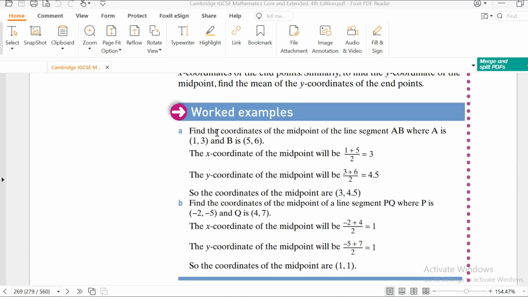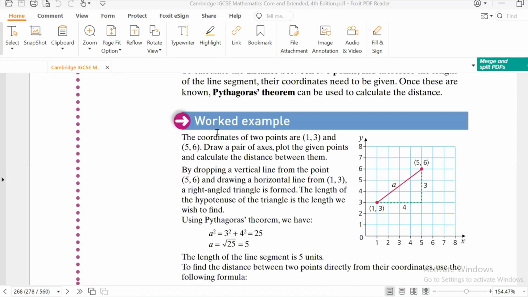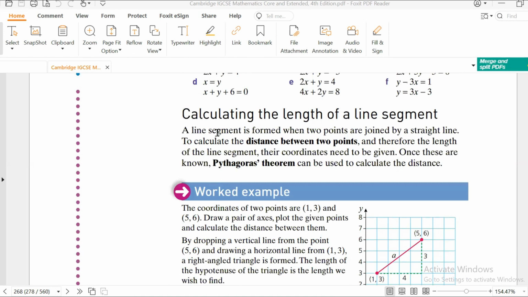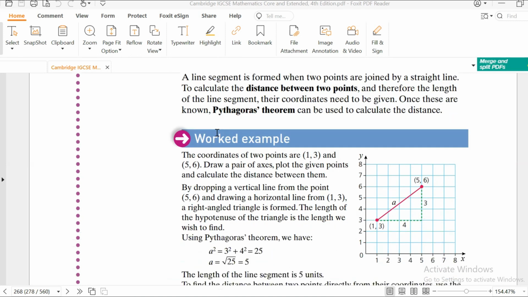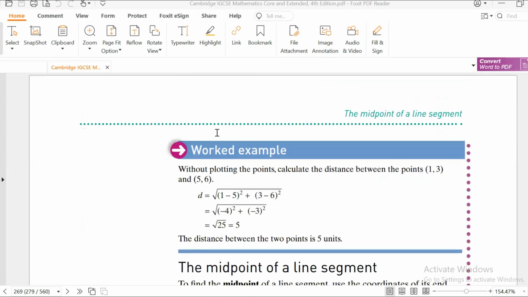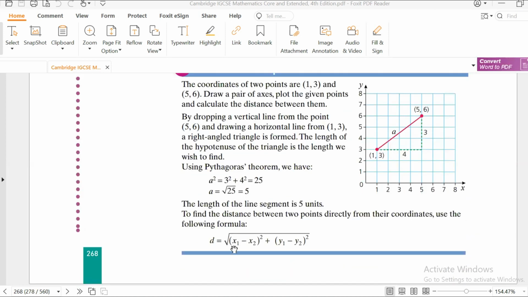The distance between 2 points, we have the formula for calculating the length of a line segment. Basically, the smallest distance between 2 points is called a line segment. So we use this formula: D is equal to square root of (x1 minus x2) whole square plus (y1 minus y2) whole square. This formula will help us find the distance between 2 points directly from their coordinates. So no need to draw for this formula. Without drawing, you can find out the distance between 2 points.